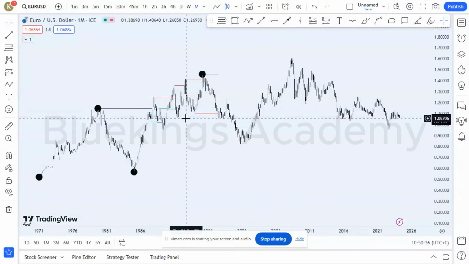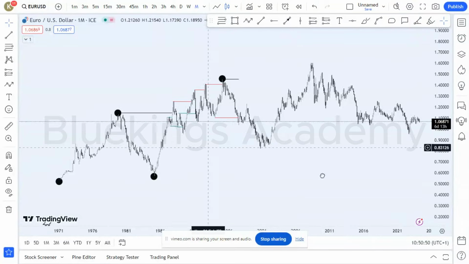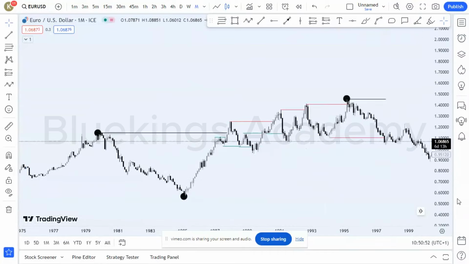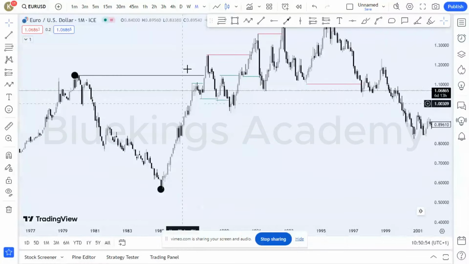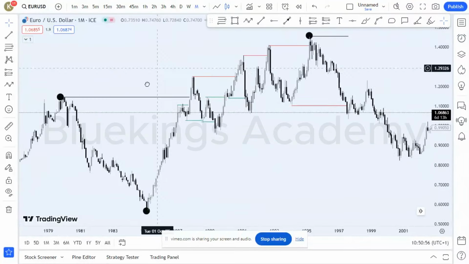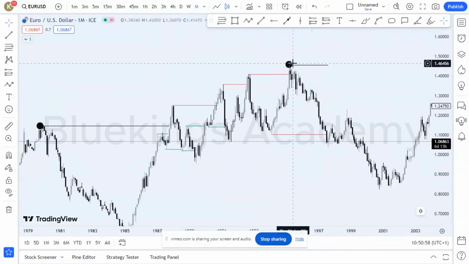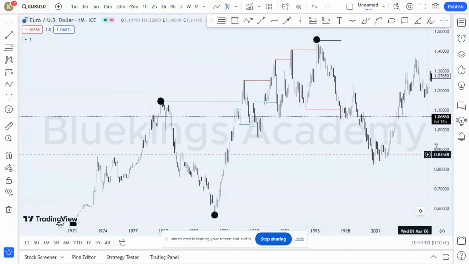No, the rule in the first example I gave is you should mark only external structures first, until you get to the last external high and low, then you can start looking for the smaller structures. I'm just doing this because I know a lot of you will have questions as to why this doesn't become the new external high and why it is just this.